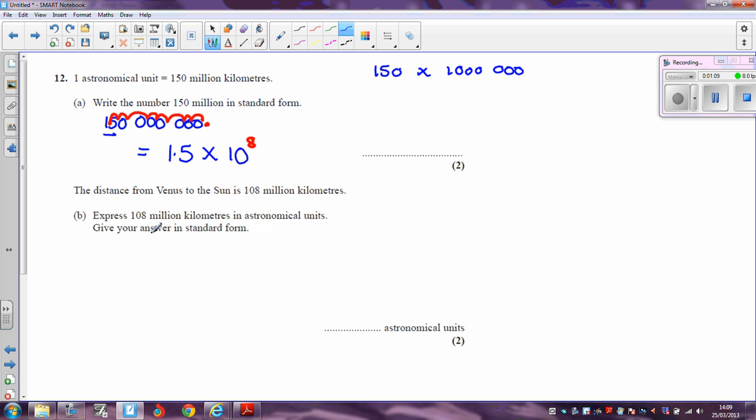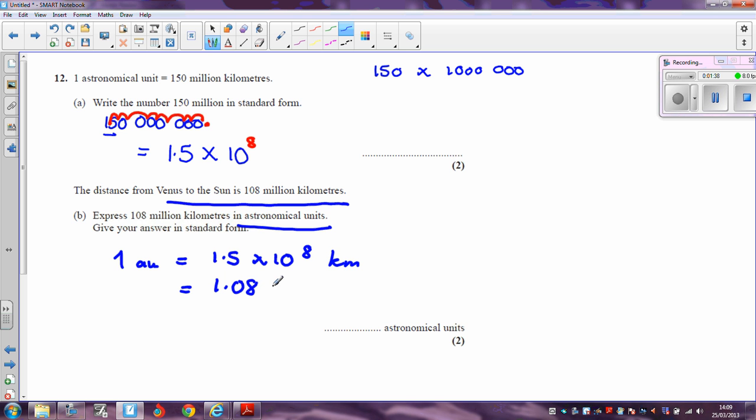Okay, so now it says the distance from Venus to the Sun is 108 million kilometers. And you've got to work out how many astronomical units that is. In other words, you've got to work out how many. Okay, so we know that 1 astronomical unit is 1.5 times 10 to the 8 kilometers. And what we've actually got here is 1.08 times 10 to the 8 kilometers. And we've got to work out how many astronomical units that's the same.